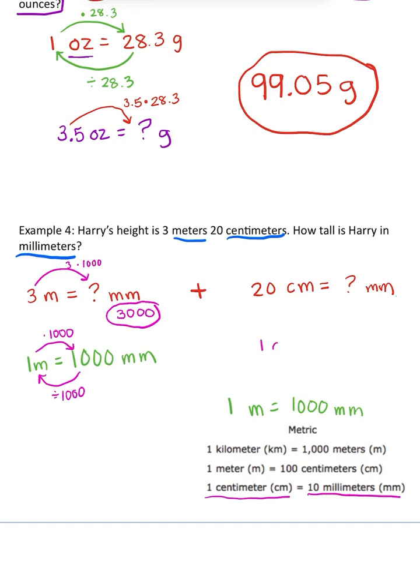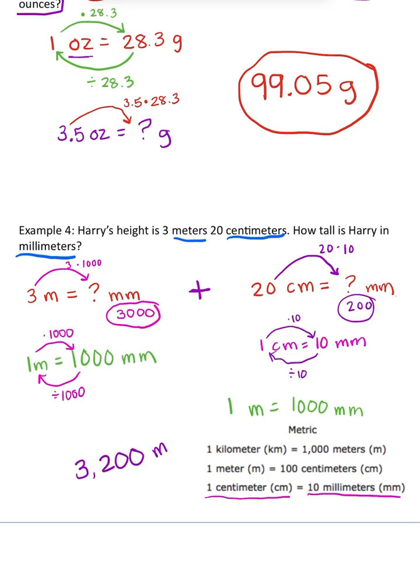So 1 centimeter equals 10 millimeters. And my rule for that one would be times 10 and divided by 10. So in this situation, I'm going this way. So that would be 20 times 10. 20 times 10 is 200. So like I said, now we're going to add those two pieces together. We have 3,000 millimeters and 200 millimeters. So my final answer would be 3,200 millimeters. So just remember, our most important piece is looking at the star chart and finding that first rule.